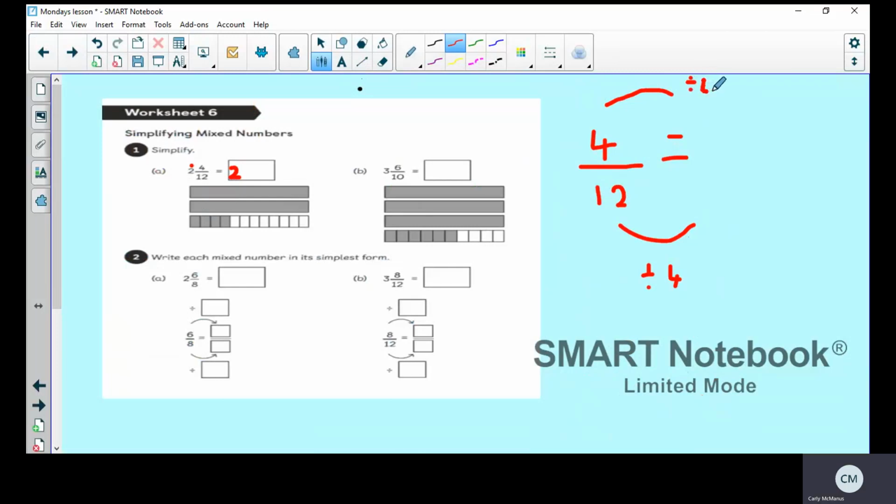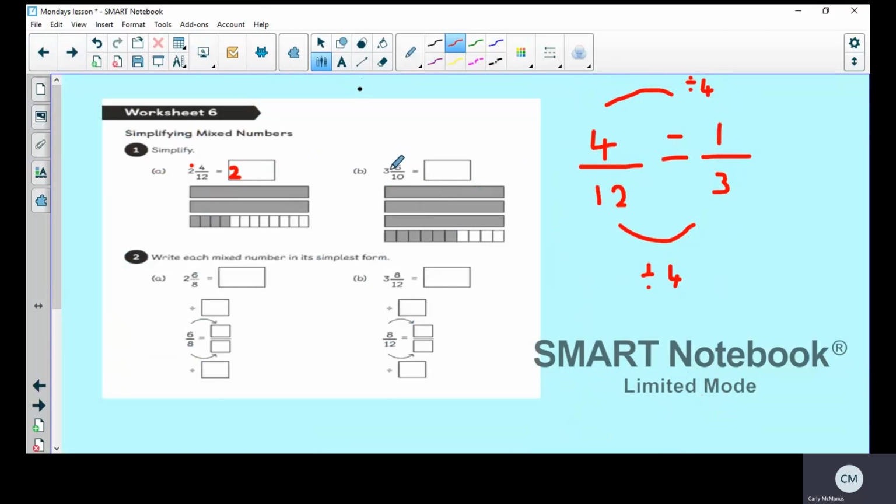Now you've decided what you're dividing by, you need to find the new fraction. So 4 divided by 4 is 1. 12 divided by 4, do your 4 times table, 4, 8, 12 is 3. So it's 1/3. So it'd be 2 and 1/3. And then do the same for that.